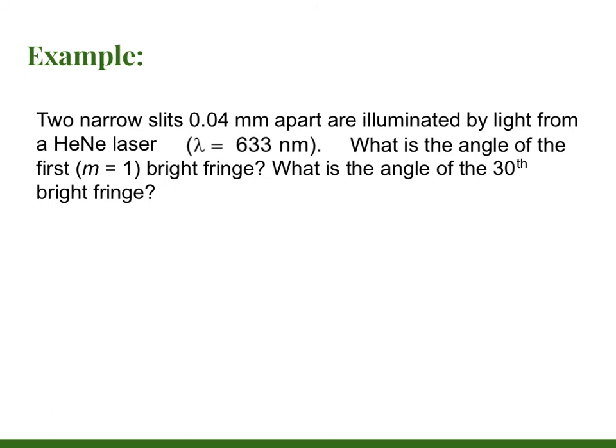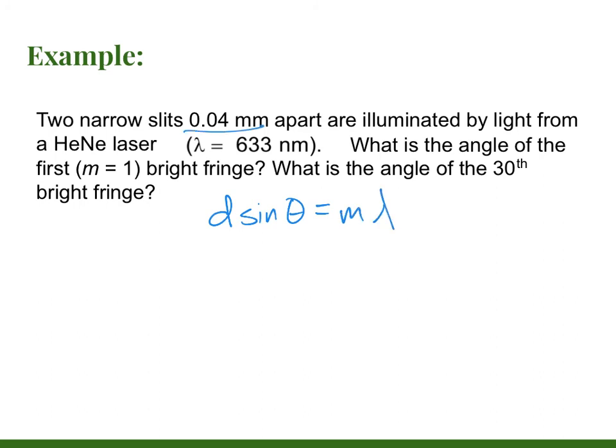All right, our example question here says two narrow slits 0.04 millimeters apart are illuminated by light from a helium neon laser with lambda 633 nanometers. What is the angle of the first bright fringe? What is the angle of the 30th bright fringe? All right, so our equation is D times sine of theta equals M times lambda. And this is really just plug and play.